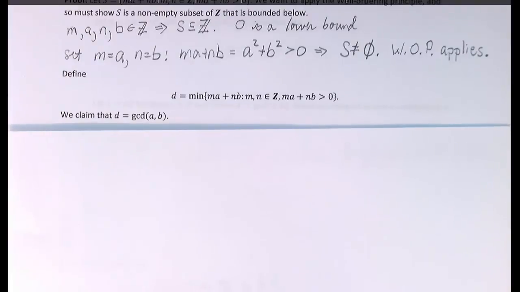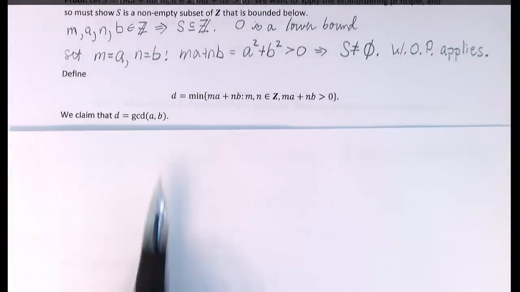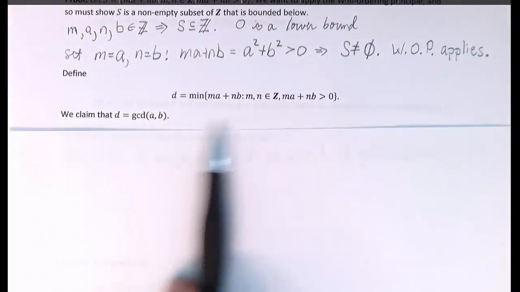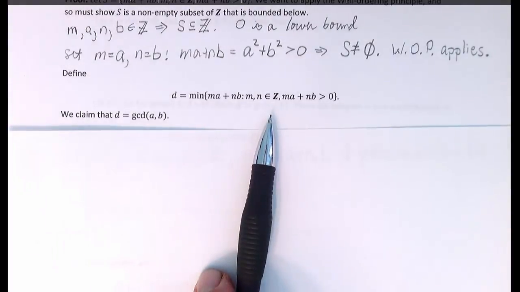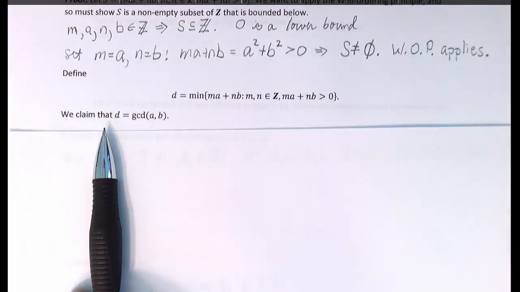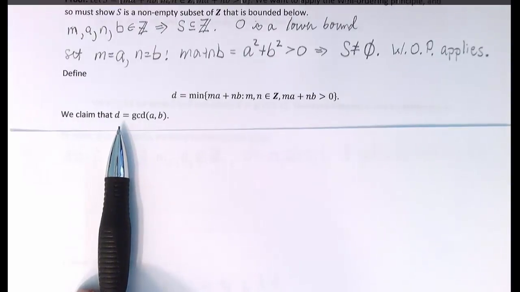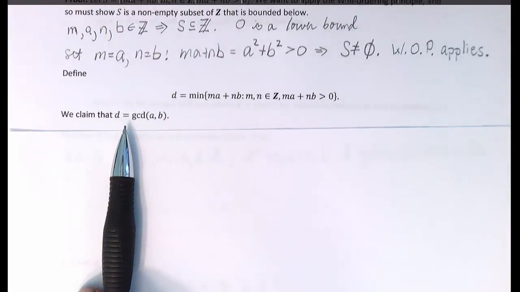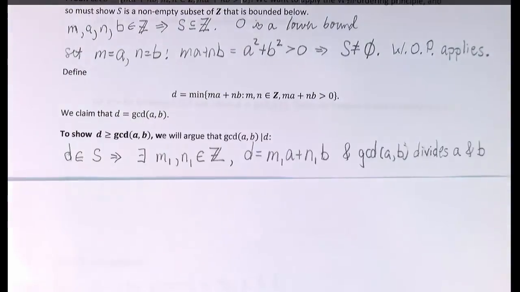Since the well-ordering principle applies, we're justified in saying let D be equal to the minimum of this set of linear combinations, and we want to prove that D is equal to the greatest common divisor of A and B. We're going to do that by showing that D is both less than or equal to the greatest common divisor and greater than or equal to the greatest common divisor. To show that D is greater than or equal to the greatest common divisor of A and B, we're going to argue that the greatest common divisor divides D, and therefore, using our previous lemma, the GCD is less than or equal to D.